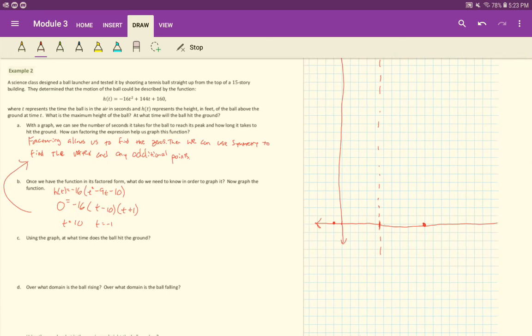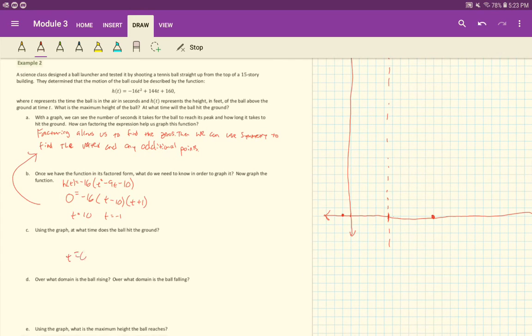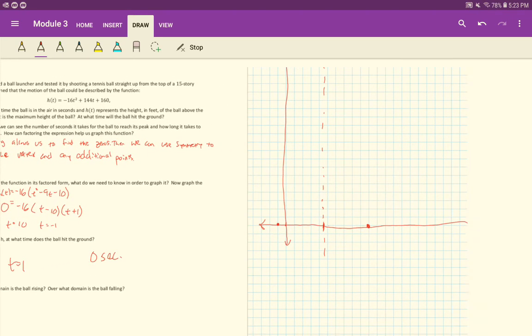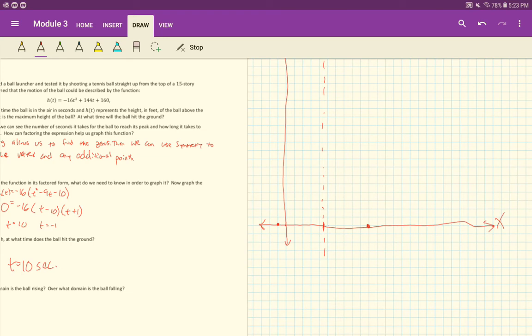So we already figured out what time the ball hits the ground. It's at time t = 10, because that's the zero, in seconds. So let's get some more points. Let's find the y-intercept. If you imagine plugging 0 in for the t, it's just going to give us 160.